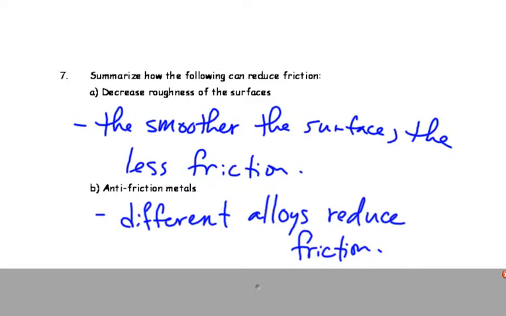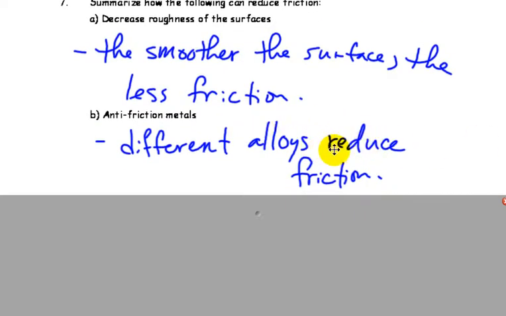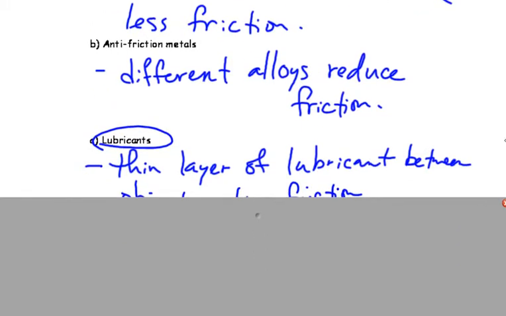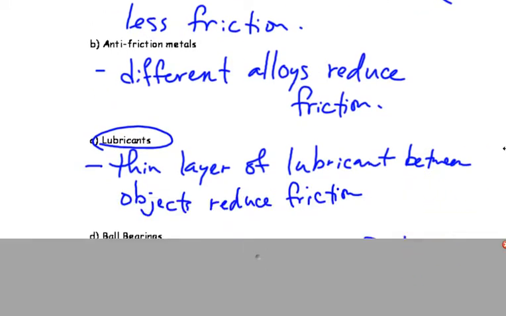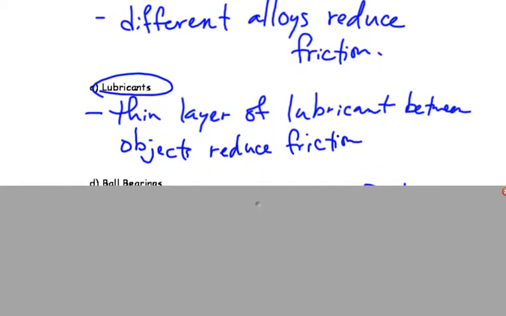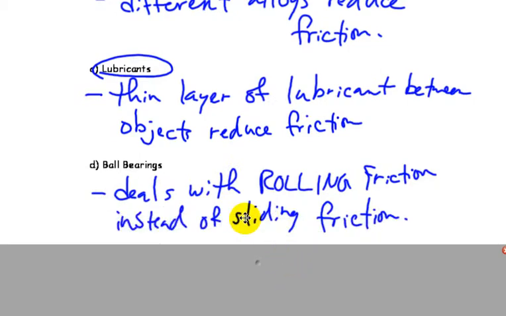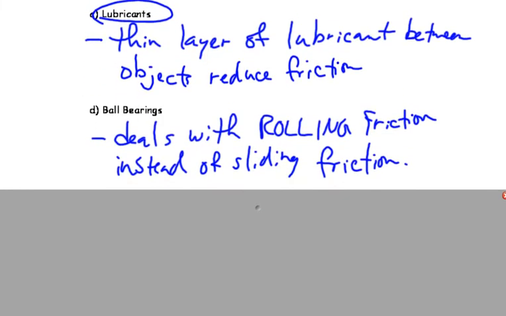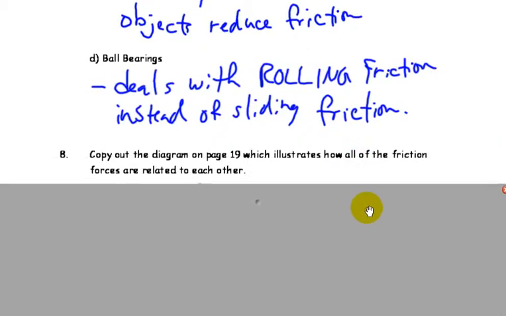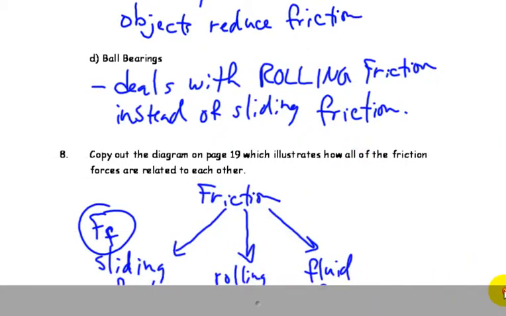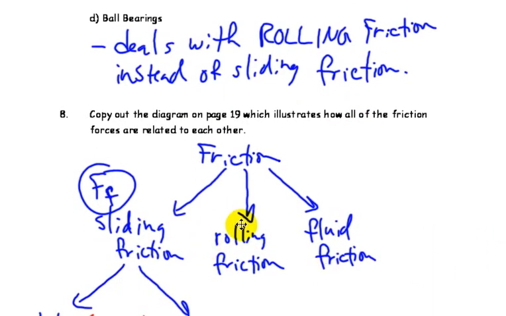Anti-friction metals, so metals that are made up of different alloys of different elements, can help reduce friction. Lubricants, a thin layer of lubricant between objects, reduce friction. So greasing parts on a car, etc. That thin layer will reduce friction. Ball bearings will change things into rolling friction instead of sliding friction. So if you could cause objects to roll over top of each other as opposed to slide, that'll reduce friction as well. So that's kind of a summary of friction that we looked at.